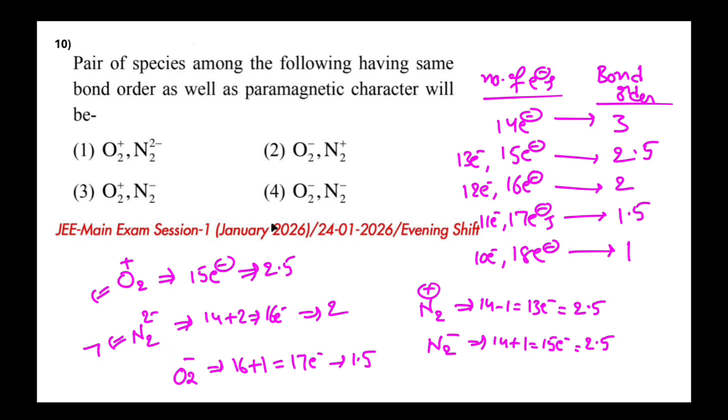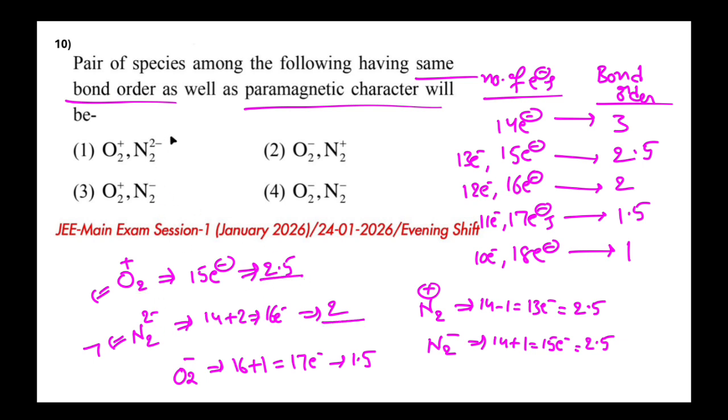Then O2 minus and N2 minus. So now we will check that. First O2 plus and N2 2 minus. We want the question having same bond order and paramagnetic character. So same bond order means, for example, O2 plus bond order how much? 2.5. N2 2 minus, 2.